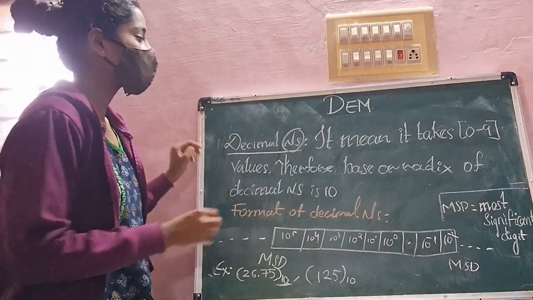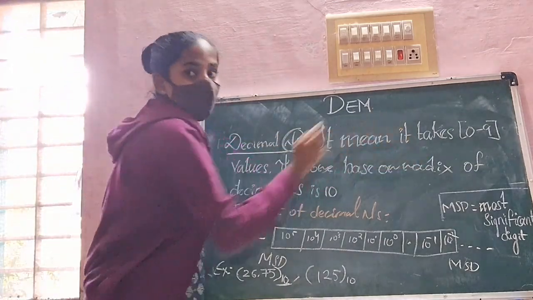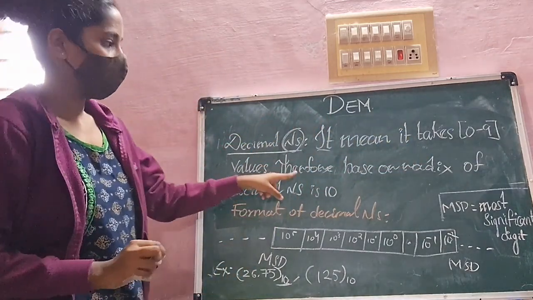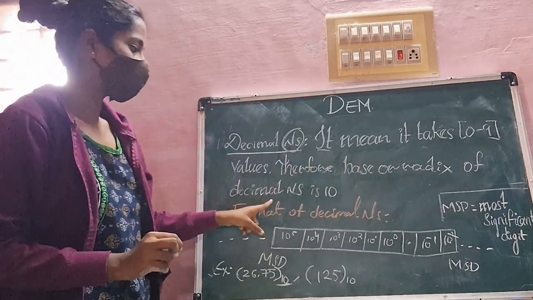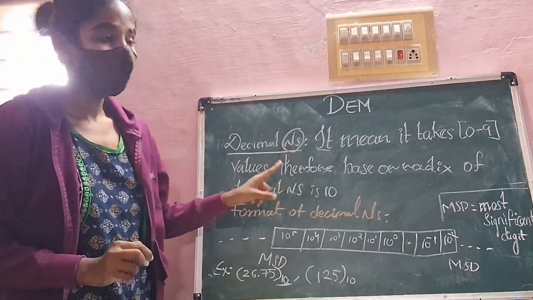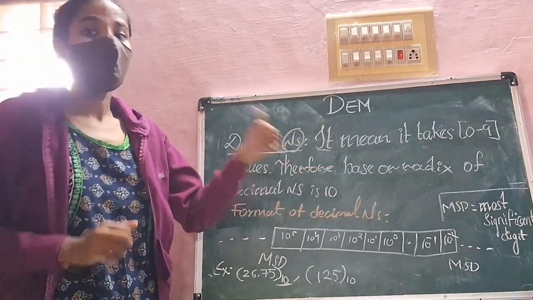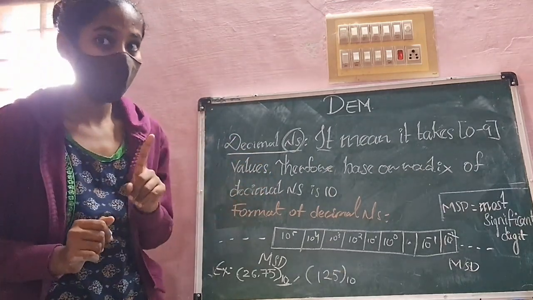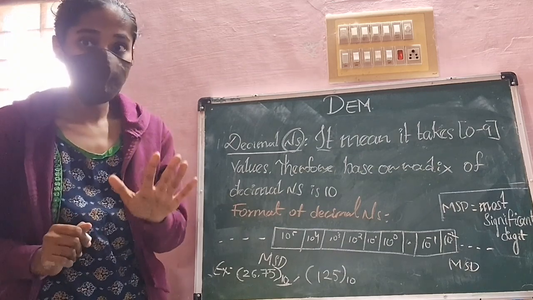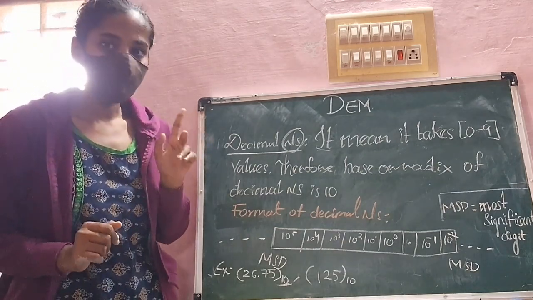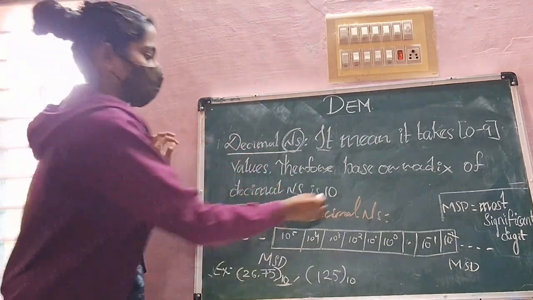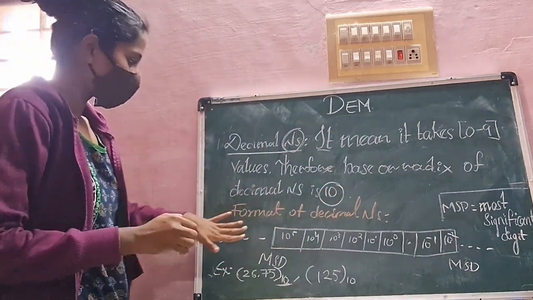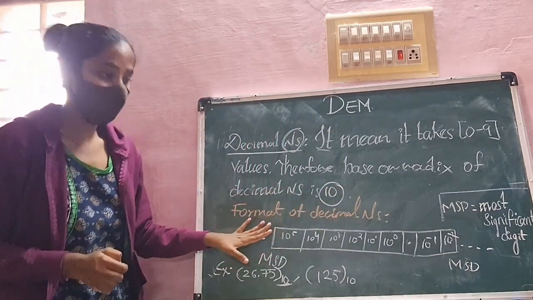Okay. It means it takes 0 to 9 values. Therefore, the base or radix of the decimal number system is 10. The base and radix of decimal is 10. Yes. Now, format of decimal number system.